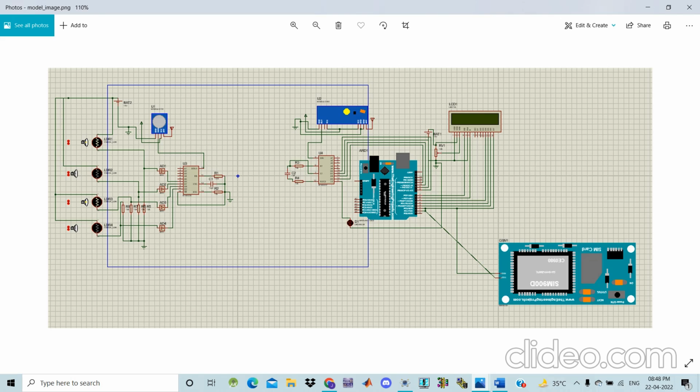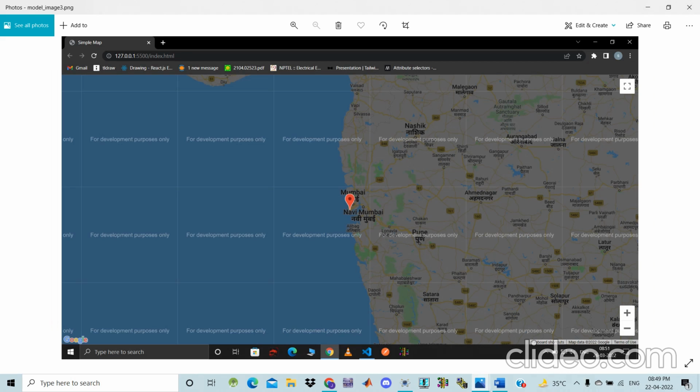We have displayed the messages which will be sent to the operator on LCD screen. The operator will also get the exact location of the streetlight on his phone, which can be accessed using Google Maps. This is how the ping will look like to the operator. This is how the Google Map ping will look like.